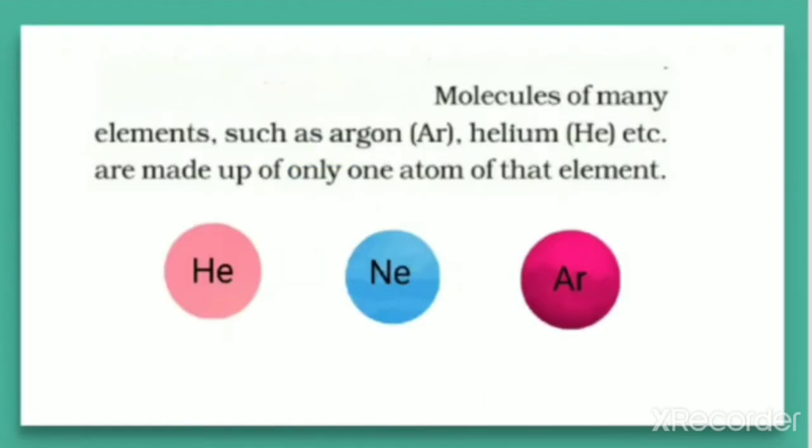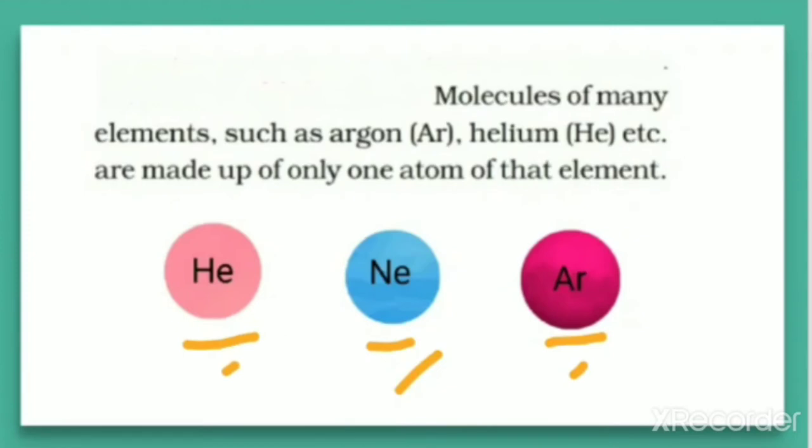There are some molecules like argon, helium, neon. These are usually gaseous elements. These are existing in the nature in a single form. In a single form means they are existing not in the combined form. They are freely existing in the nature. That means it is made up of only the single atom. You can find there is only single atom.